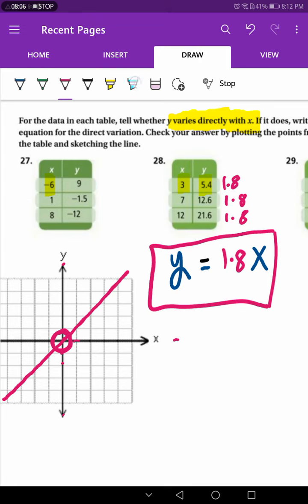And let me tell you something else, one more thing: this coefficient is also the slope. It is the slope of the equation.